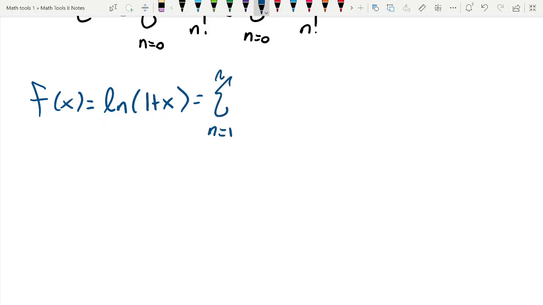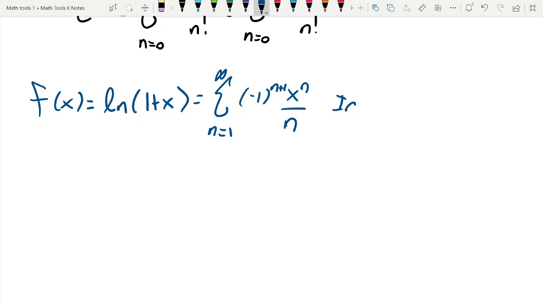So this one's from n equals 1. Note the difference in the index here. n equals 1 to infinity of negative 1 to the n plus 1 times x to the n over n. Okay, so no factorial in the bottom, just regular old n. So every other term is going to be negative here.